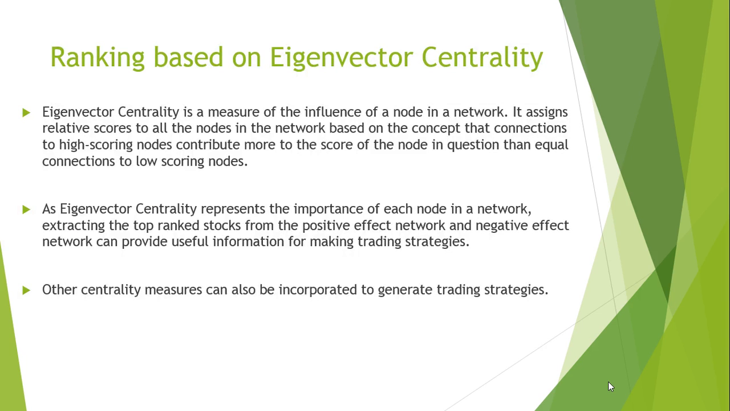In this project, the eigenvector centrality was used to make a ranking of the stocks. Eigenvector centrality is a measure of the influence of a node in a network. It assigns relative scores to all the nodes in the network based on the concept that connections to high-scoring nodes contribute more to the score of the node in question than equal connections to low-scoring nodes. As eigenvector centrality represents the importance of each node in the network, extracting the top-ranked stocks from the positive effect network and the negative effect network can provide useful information for making trading strategies. Other centrality measures can also be incorporated to generate trading strategies, such as the degree centrality, betweenness centrality, closeness centrality, and so on.